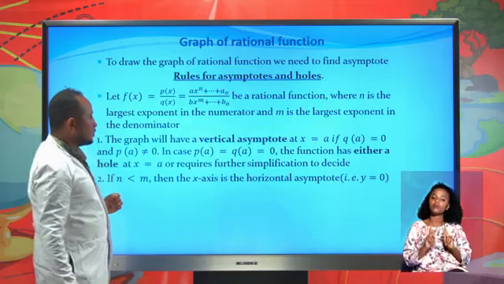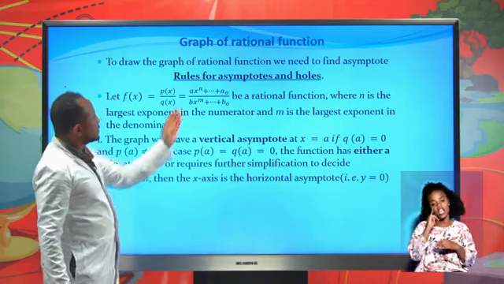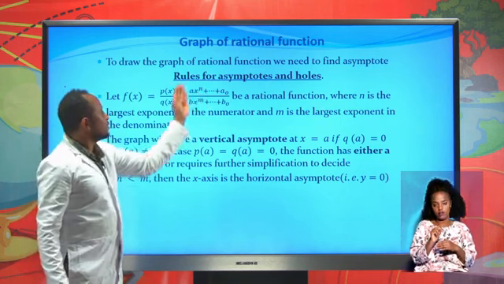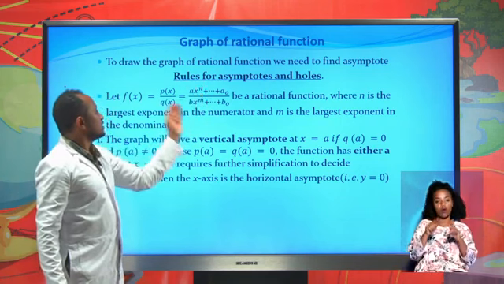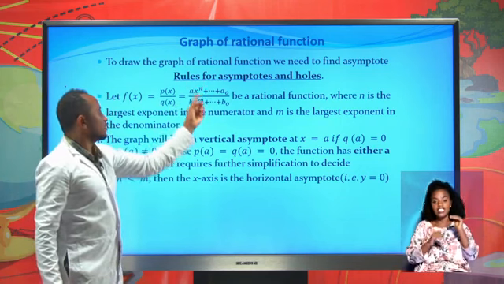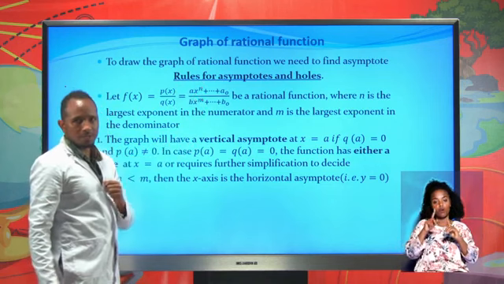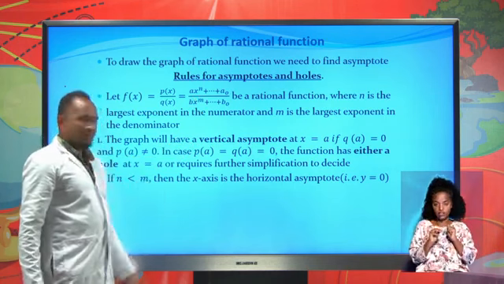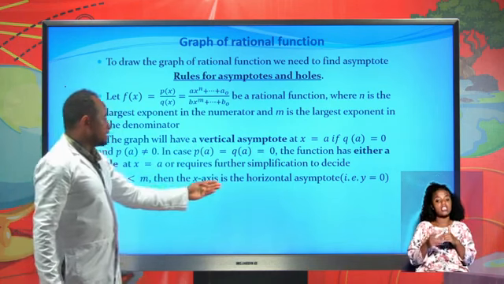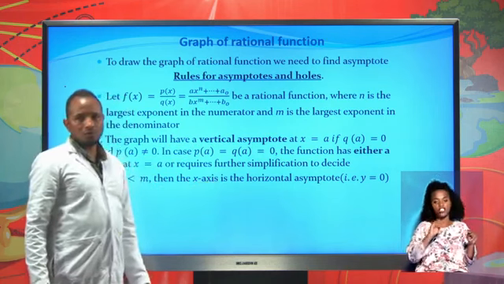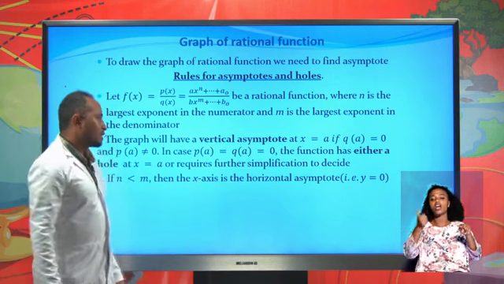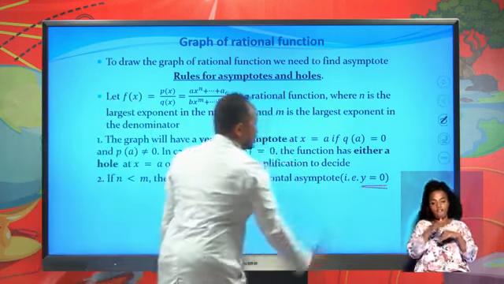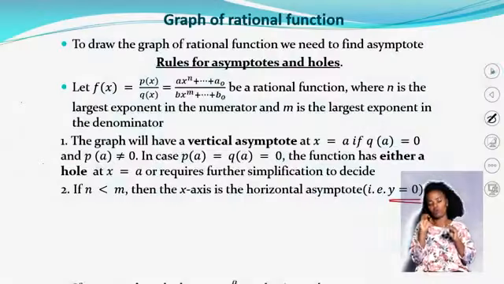Okay. Now next, if the degree of p of x is less than the degree of q of x, or when n is less than m, then the x-axis is the horizontal asymptote of this graph, or the graph has a horizontal asymptote at y equals 0.